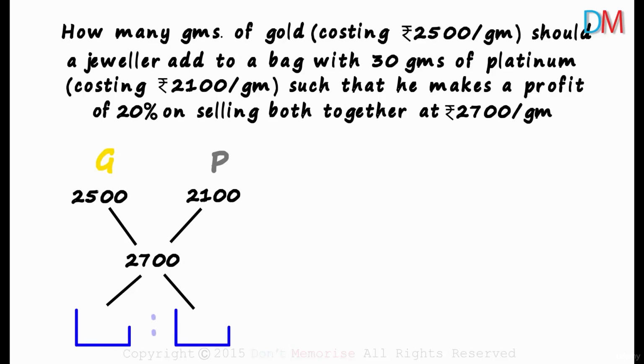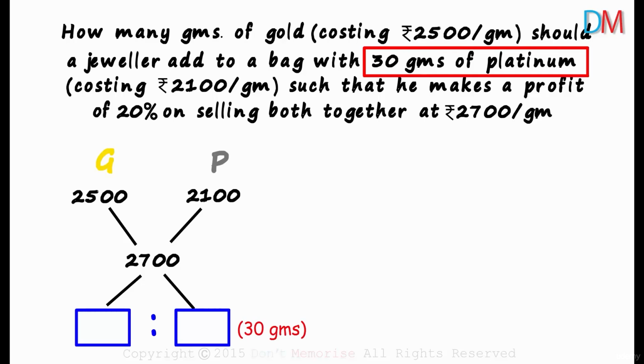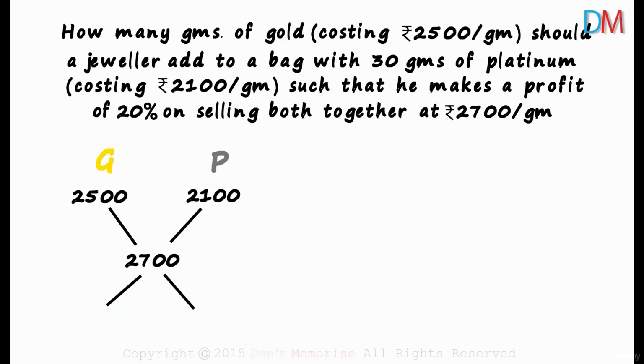And once we get this ratio, how will we get to the answer? We know that 30 grams of platinum exists in the bag. And based on proportion, we can find the weight of gold that needs to be added. As simple as that. So did you get the ratio? Maybe you did, and I can tell you that it's incorrect for sure. Why am I saying that? There are a couple of reasons.